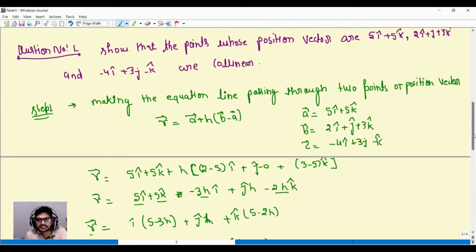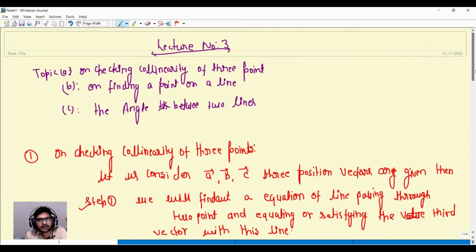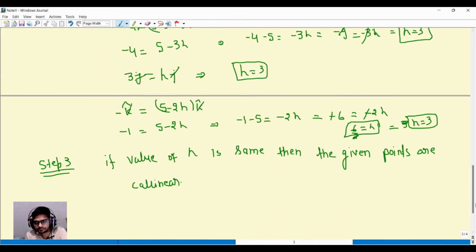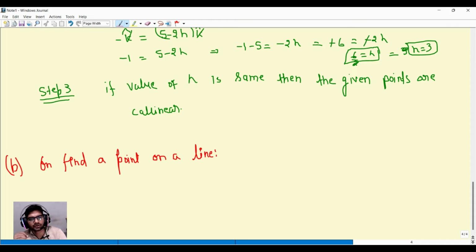Now we will discuss our second topic, topic B, on finding a point on a line. So let's discuss how we find a point on a line.